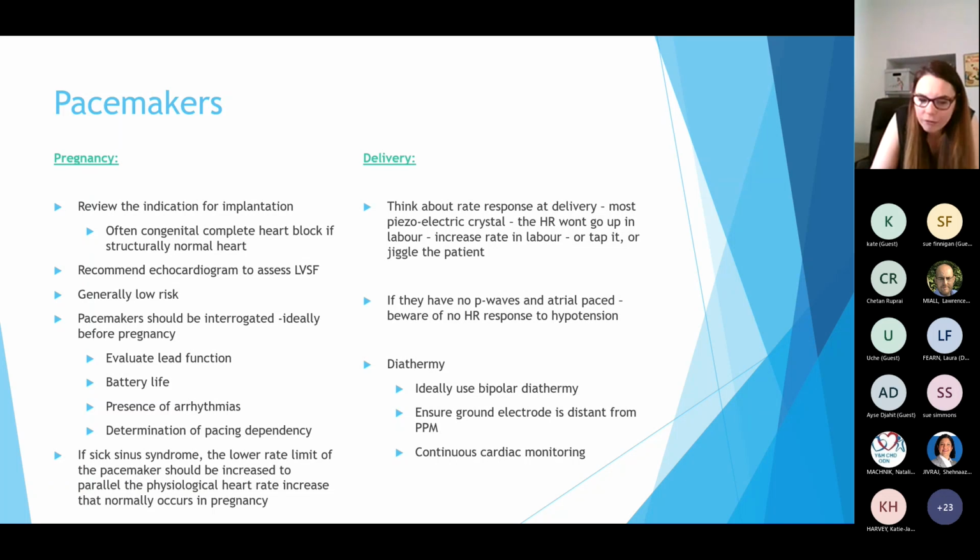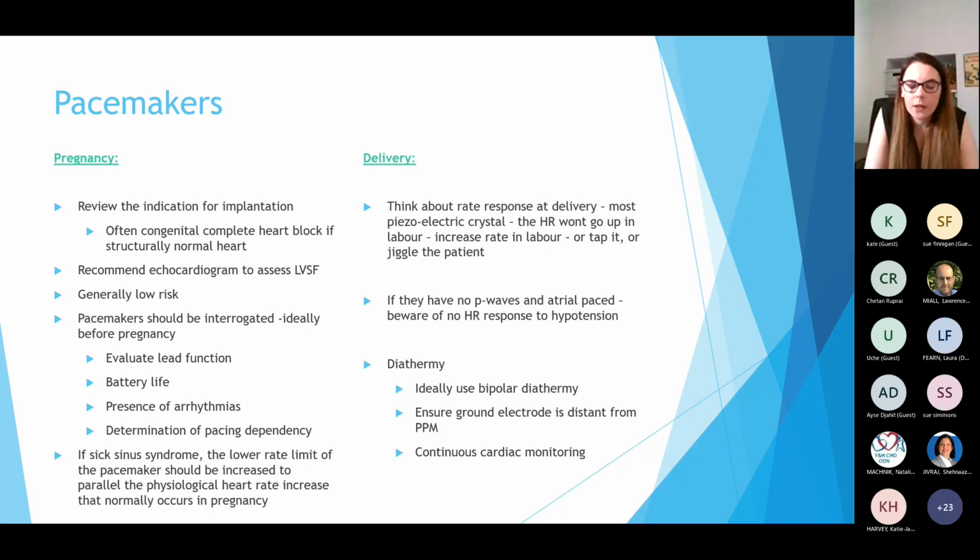So especially in delivery, in the event of a significant bleed, often it's a raise in heart rate that starts to alert you that something may have occurred, and this response will be absent in this patient cohort. In a planned spontaneous vaginal delivery, there would be no need to inform the pacing team otherwise during the delivery. If you go to theatre and you're using diathermy, ideally you should use bipolar, ensure the ground electrode is distant from the pacemaker, and continuous cardiac monitoring should be in place in order to assess for any evidence of inhibition of the pacemaker.